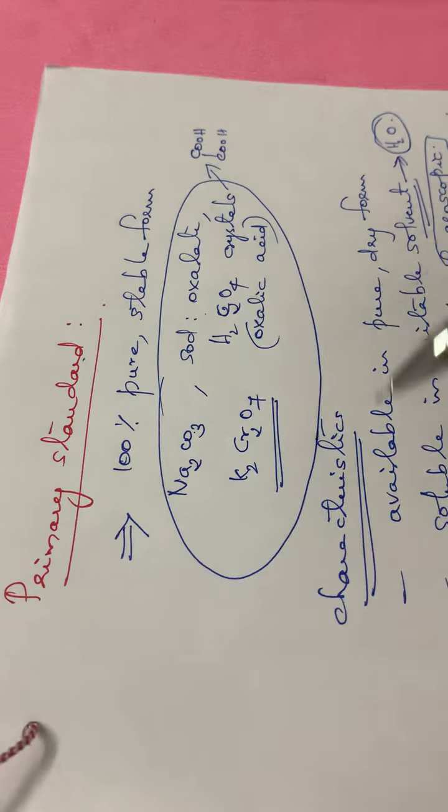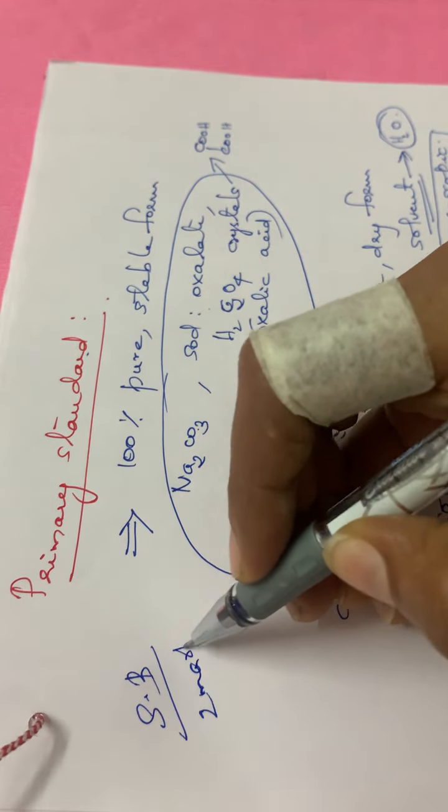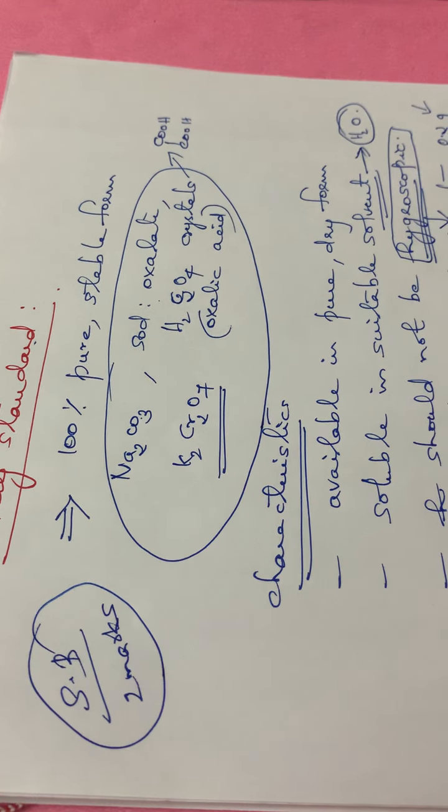This primary standard, normally it will be asked in section B part, for a 2 mark question. So you have to study this also. I am telling you the important ones only, but you have to study. You should not skip any of these portions. I am just saying that it is important. You should not skip the other portions which I am not saying as important. Okay.